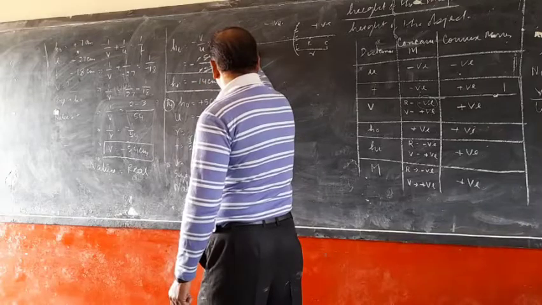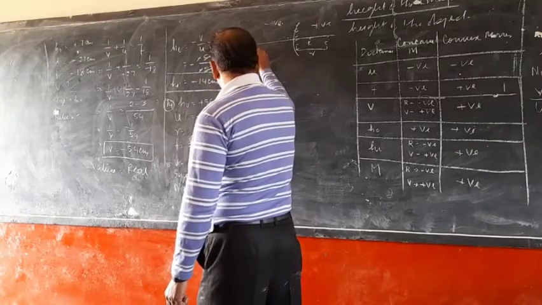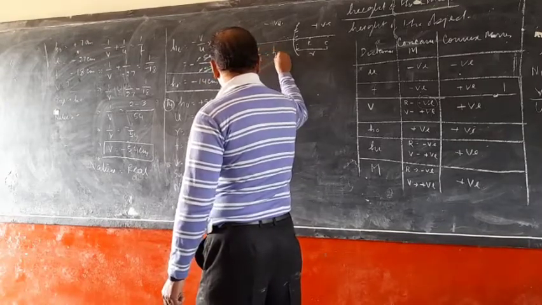Now we use the mirror formula. 1 upon V minus or plus 1 upon U is equal to 1 upon F.